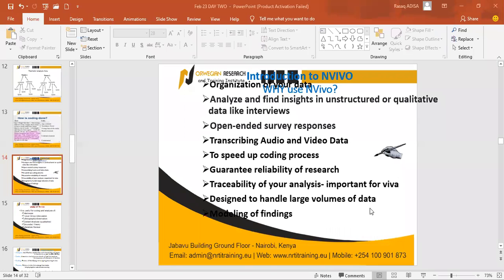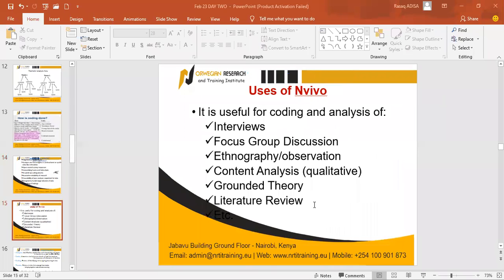It is designed to handle large volumes of data, which ordinarily cannot be done manually. Then finally, it allows modeling of findings. So it gives us the opportunity of presenting the findings in a graphical form, which will make it easy to understand. So Nvivo can be used again for interviews, focus group discussions, ethnography, content analysis, grounded theory, and literature review. That's the new addition to the software. It can be used for literature review.